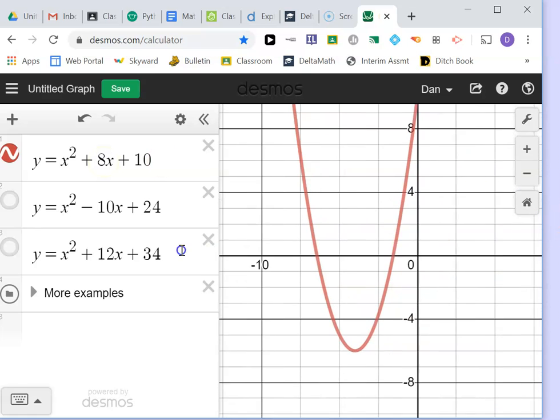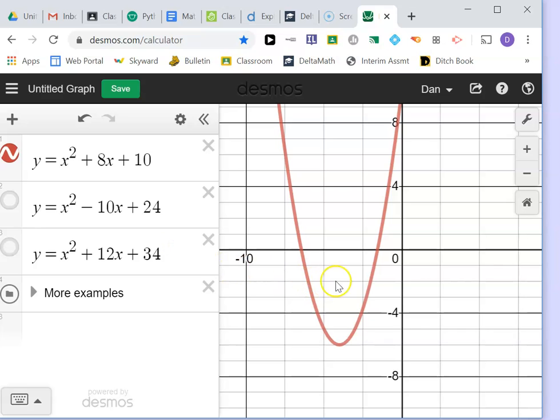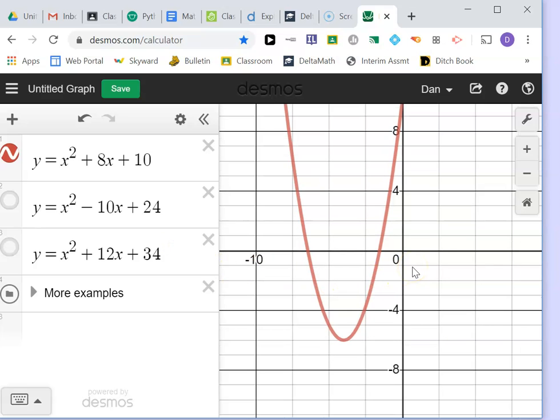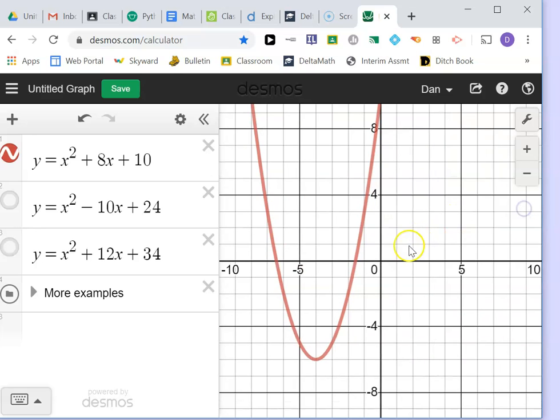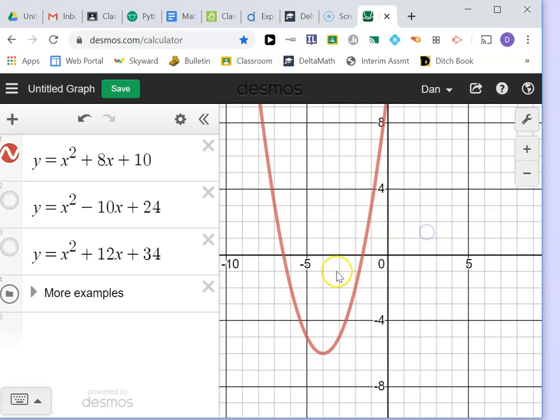Let me move this thing back over here. And sure enough, if you're looking at this thing here, shifting to the left and down 6, you can see that left shift right in here of 4. It was half of this number and then the opposite. So with this one, we'd expect it to shift to the right 5, because it was half of this and then the opposite. Let's see if that works. Yep, there it is, right 5.